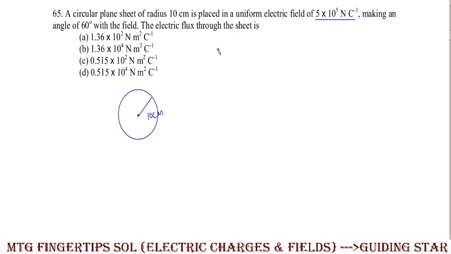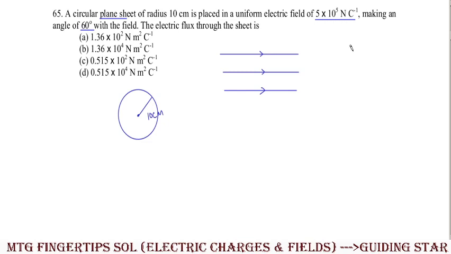How will you represent the uniform electric field? Uniform electric field is generally represented by parallel lines, and the value of this uniform electric field is 5 into 10 to the 5 Newton per coulomb, making an angle of 60 degree with the field. That means the plane of the sheet makes an angle of 60 degree with the field. If this is the field, suppose here in this particular case, that is along the x-axis, then the plane of the coil will be making a 60 degree angle.